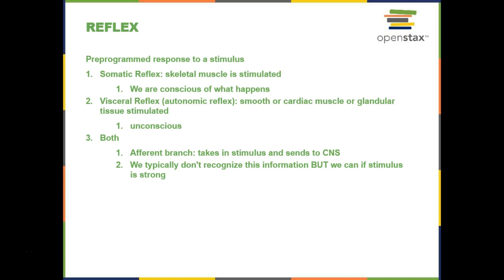Again, we talked about a reflex in a nutshell, which is a pre-programmed response to a stimulus. A somatic reflex stimulates skeletal muscle, whereas a visceral reflex is going to stimulate smooth or cardiac muscle, or sometimes glandular tissue, depending. In a somatic reflex, we are conscious of the reflex occurring, though that doesn't mean that we get to control it. It's skeletal muscle, but it's still a reflex. Whereas with visceral, we are unconscious.